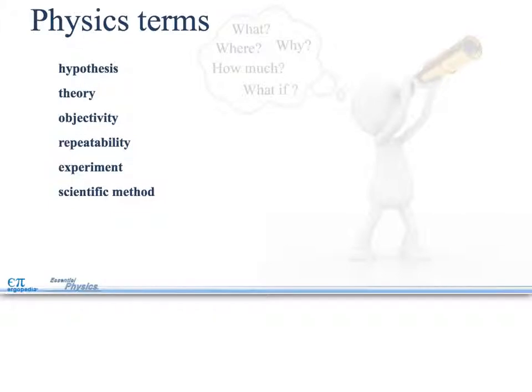All right, these are the physics terms you're going to get in this chapter: hypothesis, theory, objectivity, repeatability, experiment, and scientific method. These are key terms that you're going to need to know and write down because you're going to need to show me them in class tomorrow.